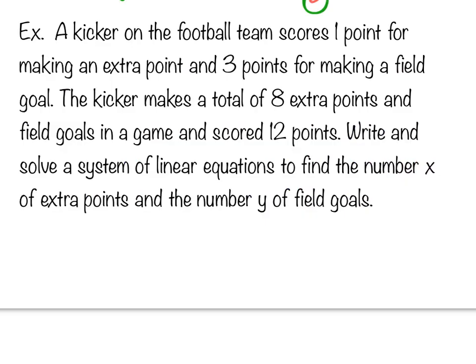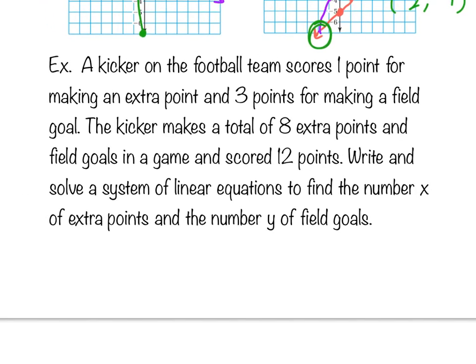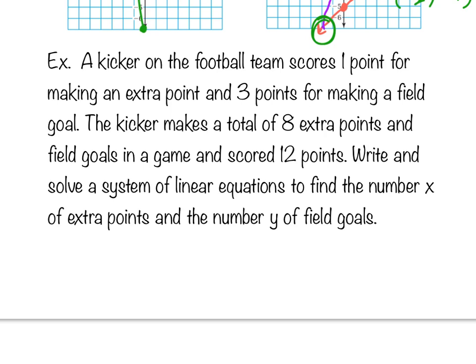All right, so let's look at a story problem. It says a kicker on the football team, what does that say? I can't see. There we go. Scores 1 point for making an extra point and 3 points for making a field goal. The kicker makes a total of 8 extra points and field goals in a game and scored 12 points. Write and solve a system of linear equations to find the number x of extra points.